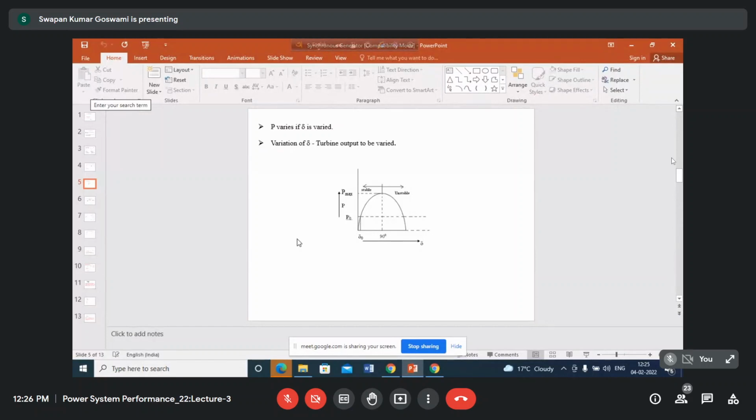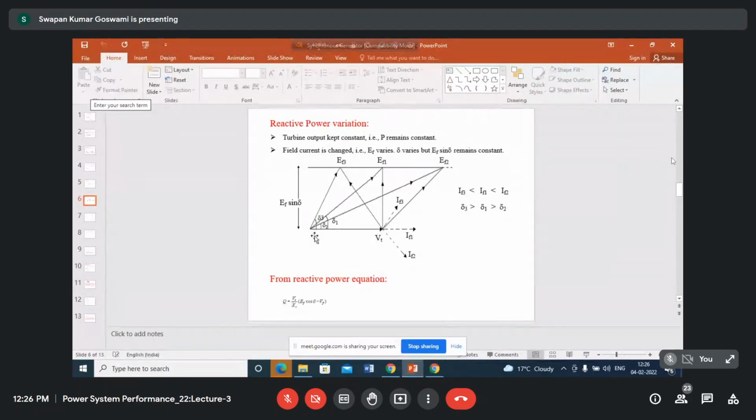If there is no question, then reactive power variation: how the reactive power may be varied. We are assuming that we shall be keeping active power output constant. That means we shall not be changing the steam input to the generator, it will remain fixed. Obviously active power is the working power, so unless you give any additional active power input, you cannot increase the active power output. So the active power output will remain constant.